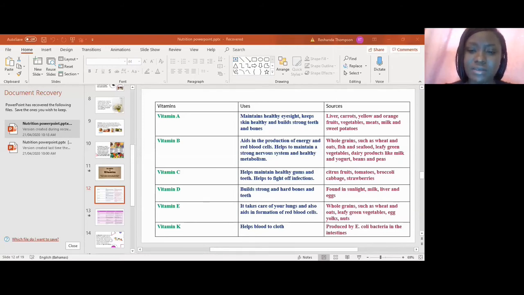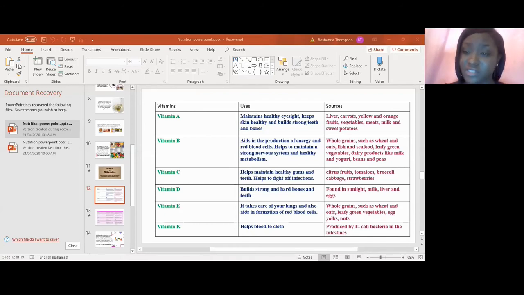Vitamin D builds strong and hard bones and teeth. So vitamin D really helps minerals like calcium in maintaining hard bones, strong bones, and strong teeth. Okay. And vitamin D, we get vitamin D, guys, from the sun. There are also other sources such as milk, liver, and eggs.